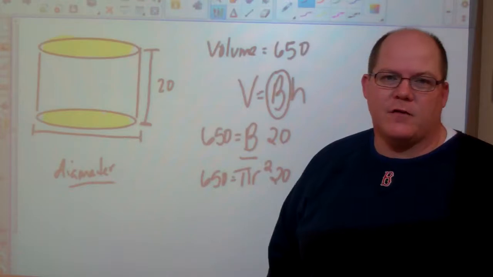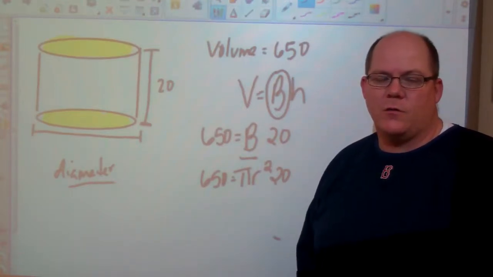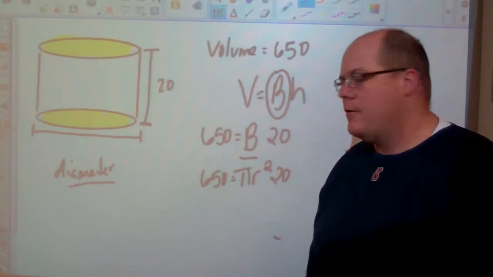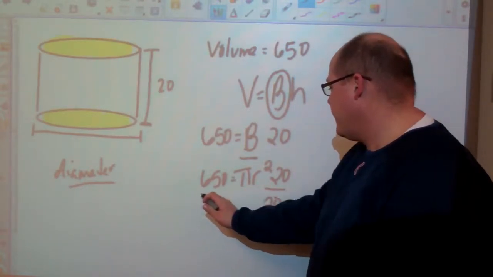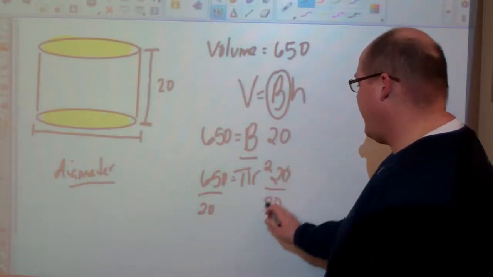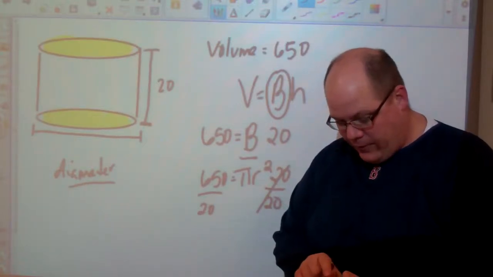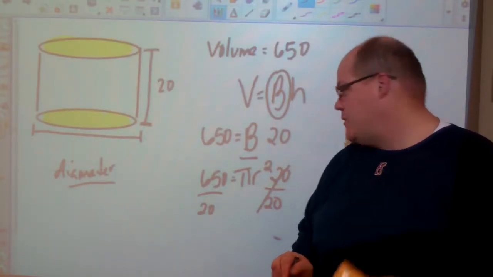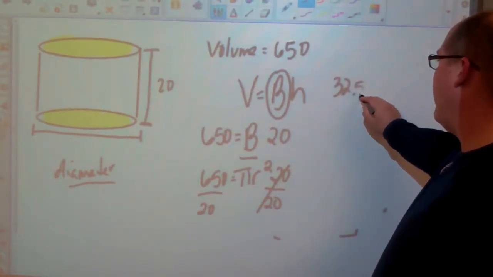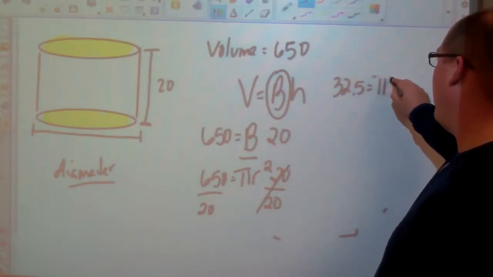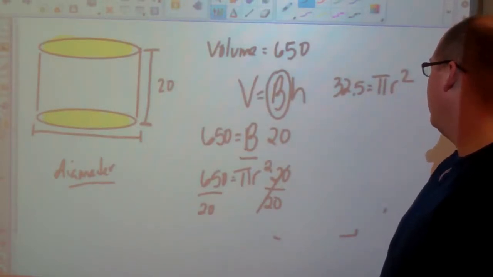Now I'm just going to use inverse operations to solve for the radius. Once I find the radius, I can find the diameter. This is all multiplication, so I'm going to divide by 20. Cancel these two out. So 650 divided by 20 is 32.5. So now I have 32.5 equals pi r squared.